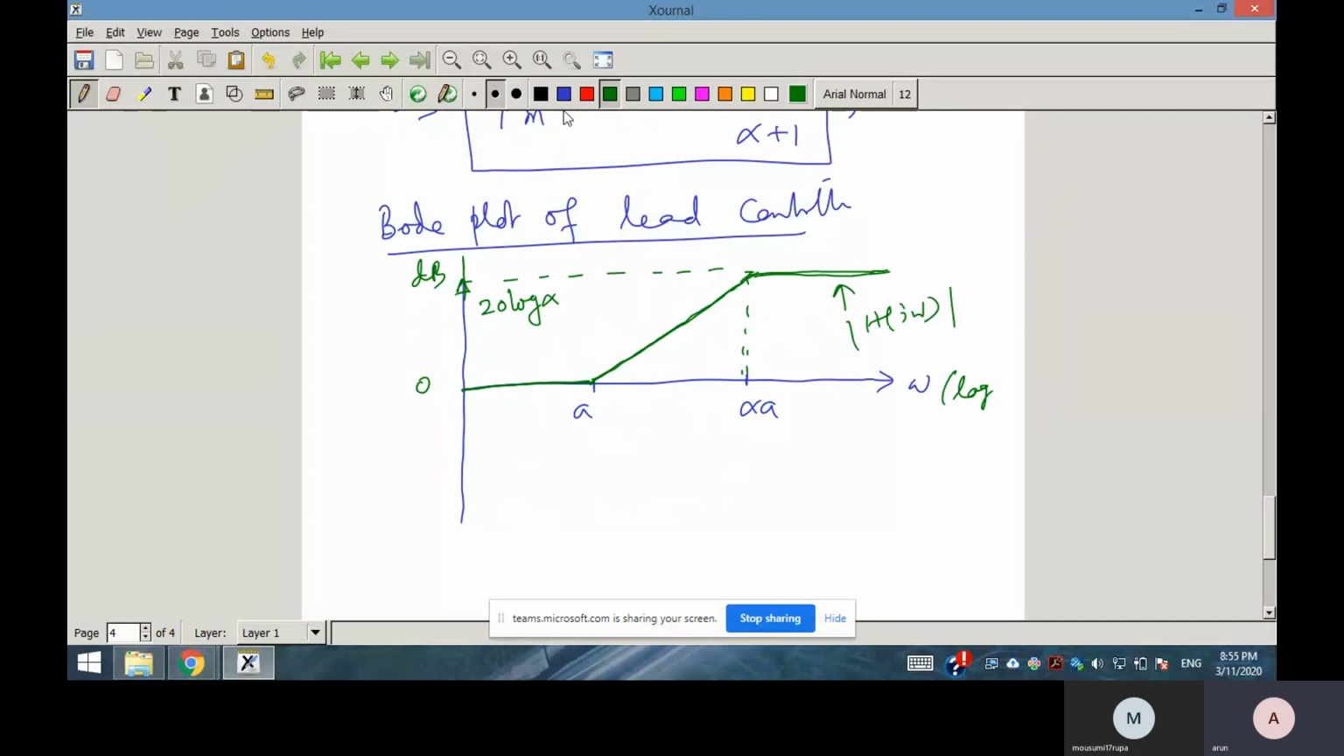So now the phase plot. This is the asymptotic plot I have drawn. You can also draw the actual plot. There will be a 3 dB difference at the corner. So this is your actual plot, and this is asymptotic. We are not bothered about whether it is actual or asymptotic; either will suffice.